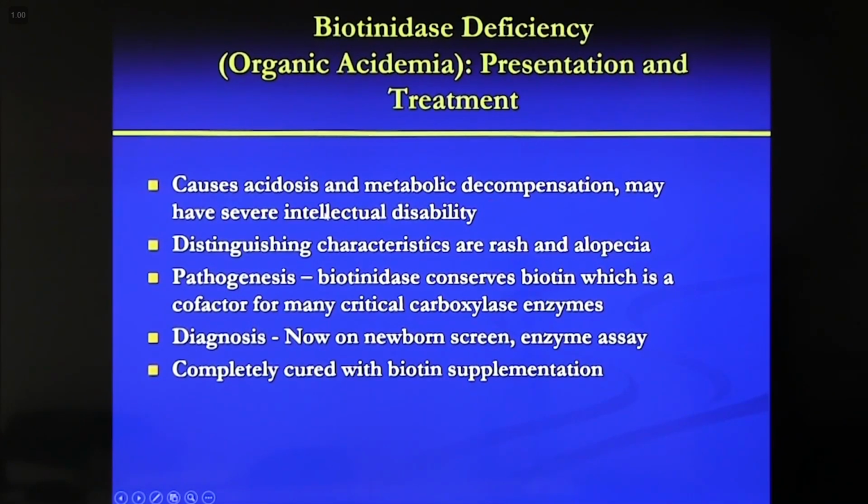That's severe biotinidase deficiency. There's also partial biotinidase deficiency, which causes rash and alopecia. These also are present in other, more severe forms of biotinidase deficiency. This is so easy to treat. You give biotin 10 milligrams a day, and that's available in lots of places. So as long as they take the biotin, they're fine.